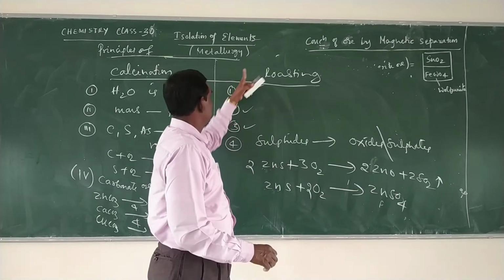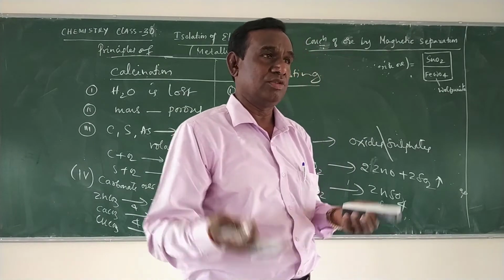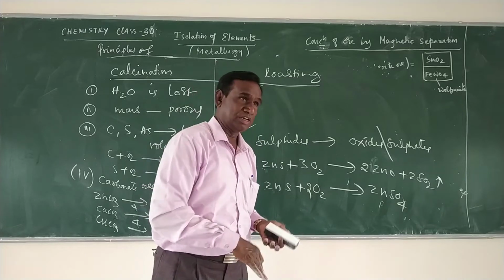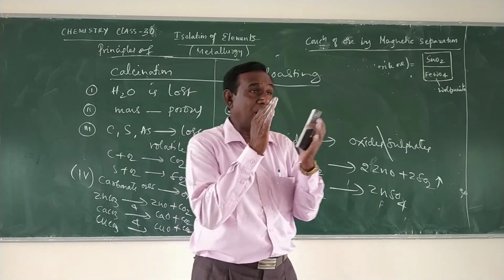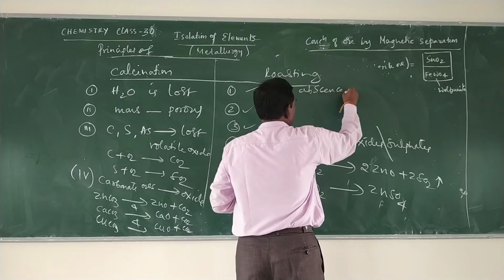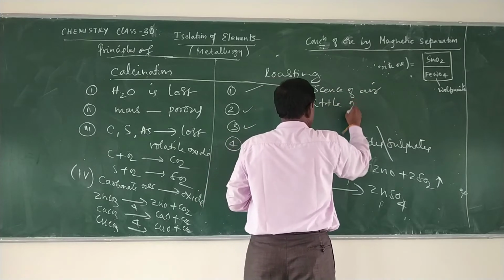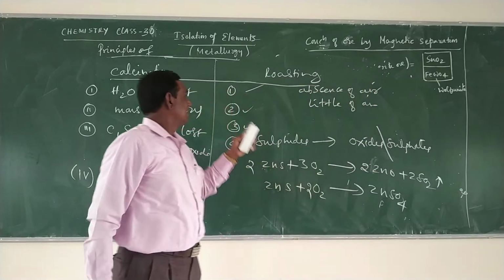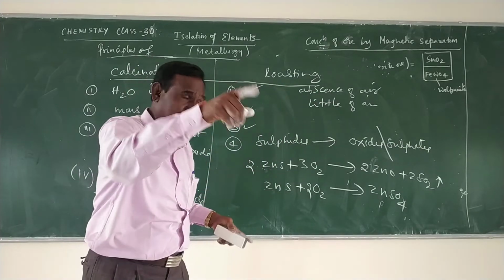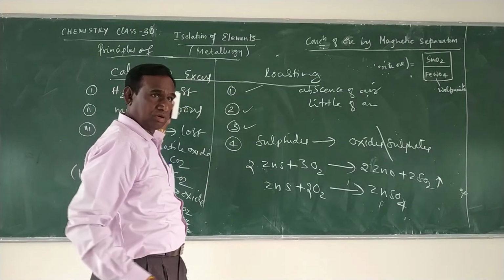So what is roasting? Roasting is a heating process in metallurgy where the concentrated ore is heated strongly but below its melting point, in the absence of air, it is very, very important. Absence of air or little amount of air. The ore is heated here also, but here the ore is heated in the presence of air, excess of air, in the calcination.